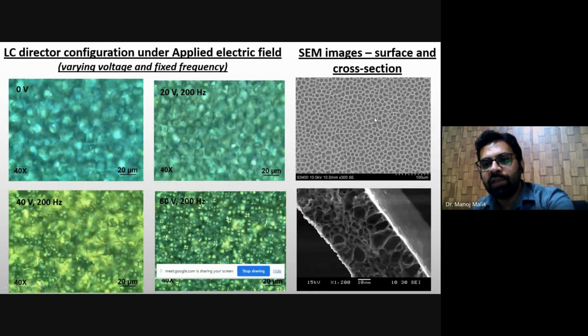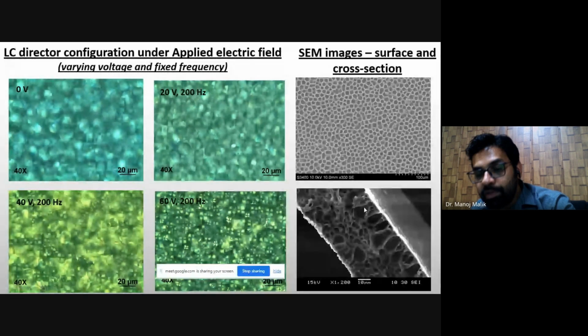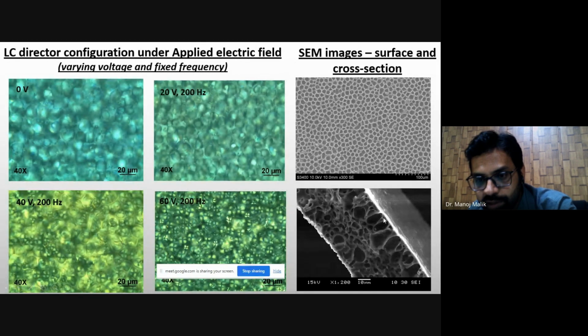On the right side, we have the SEM. We just wanted to confirm whether the liquid crystal is also in the bulk of the material. So we cryogenically fractured these films and observed them under the SEM, and we found favorable results, that the method used can be utilized further to prepare such films.